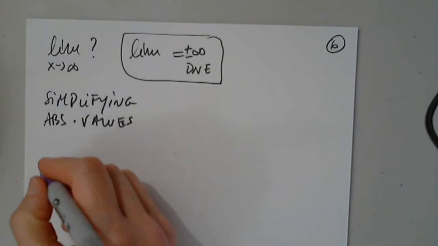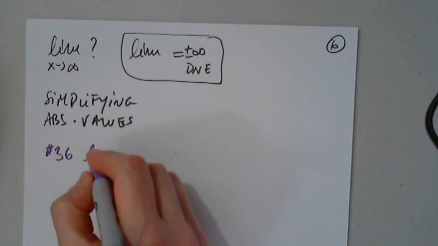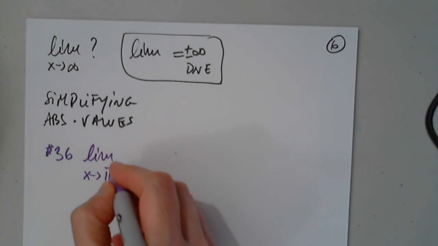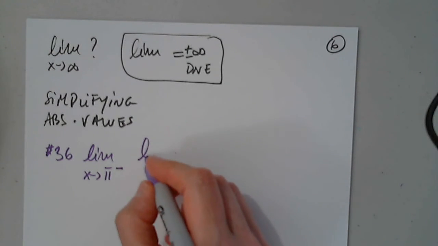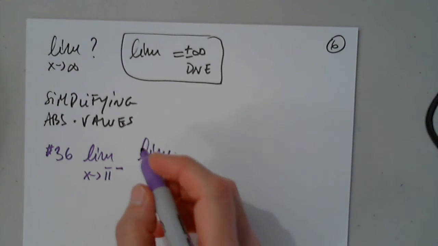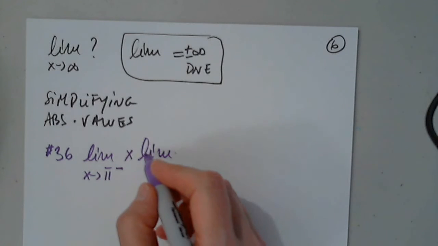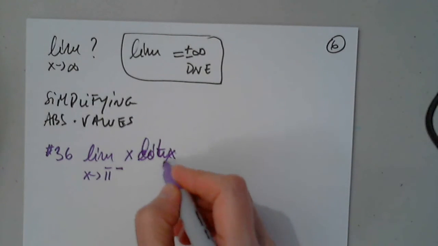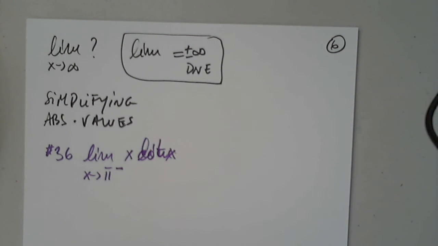Awesome. So let's start with 36. And we have the limit as x approaches pi from the left of x cotangent x. Okay, so the limit as x approaches pi from the left of x cotangent x. Perfect.